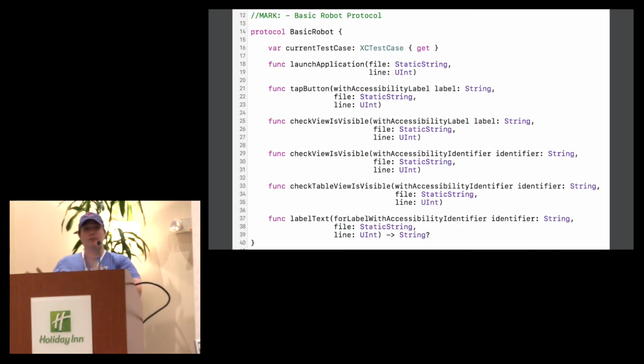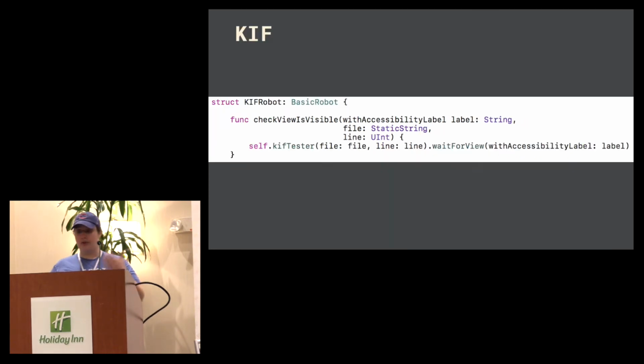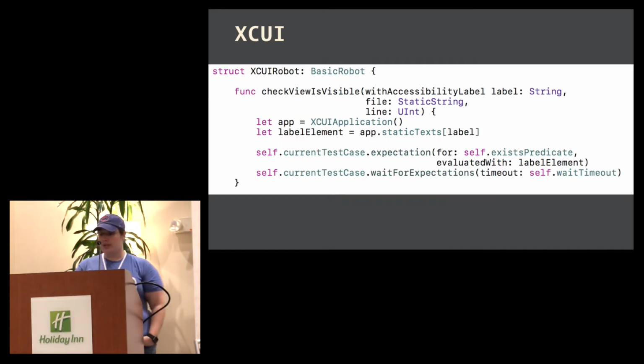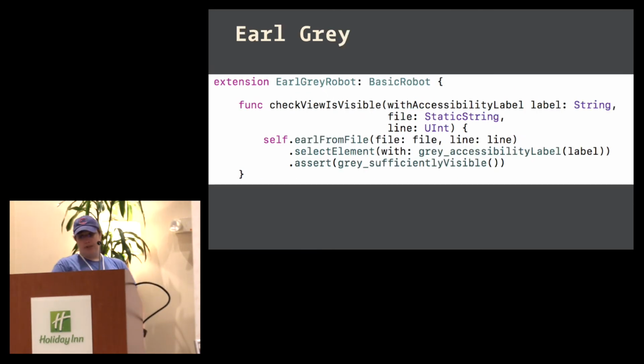Anyway, now that I have this protocol declared, I can start creating all of the concrete implementations of it. So I've got my KIF implementation, which uses the KIF tester to make sure that something is visible. I've got my XCUI implementation, which uses the XCUIApplication and the XCTestExpectation methods to ensure the appropriate view is visible. And then I've got an EarlGrey implementation, which uses this really Java-y DSL and matchers to step through the view once animations have completed. So that is a very standard use of protocols with different implementations.